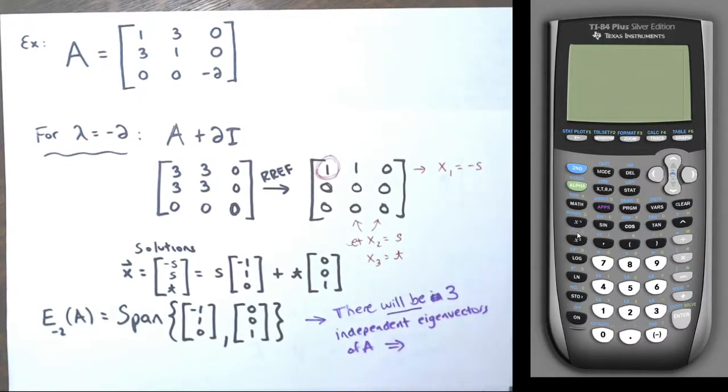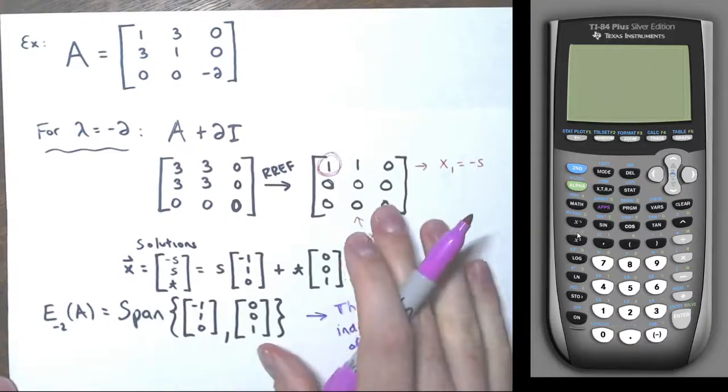So therefore, A is diagonalizable. All right, and let's continue on. So I'm getting a couple of eigenpairs out of this one.